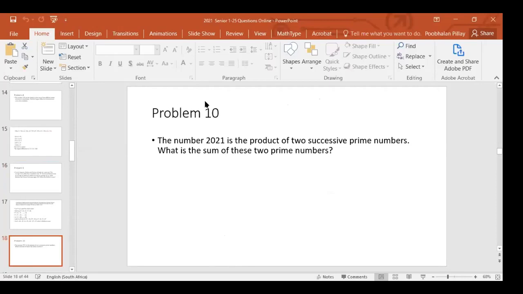The number 2021, so this was the year 2021 in which this was written, is a product of 2 successive prime numbers. 2 successive prime numbers. In other words, prime numbers which are not consecutive but successive. They are the ones which are next to each other if you list all the prime numbers in increasing order. The question is, what is the sum of these 2 prime numbers?